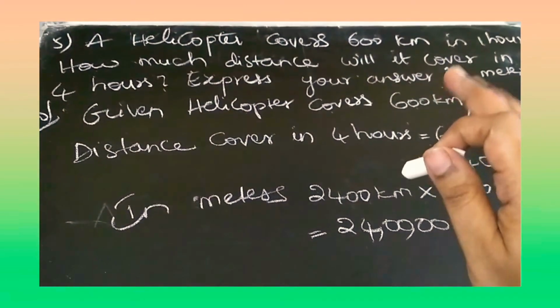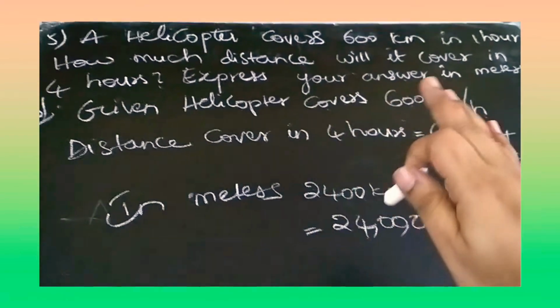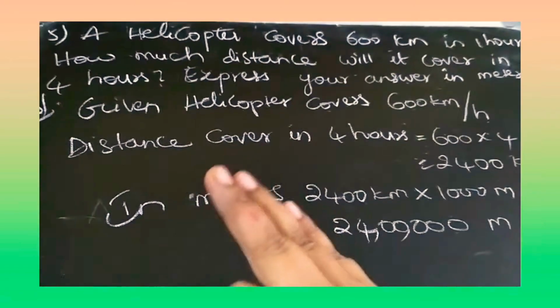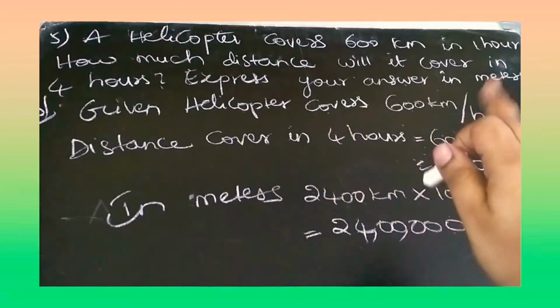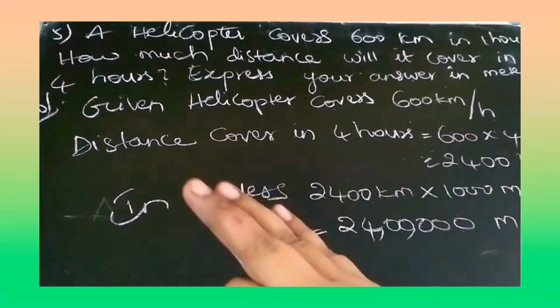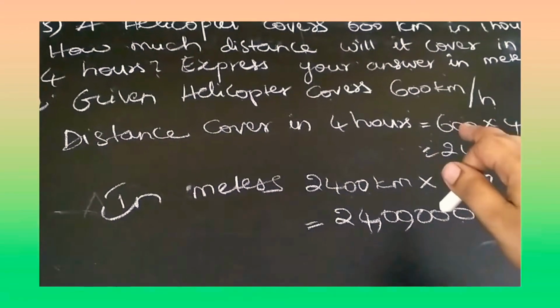In 1 hour, how many kilometers does the helicopter cover? 600. How much distance will it cover in 4 hours? Express your answer in meters. So given, the helicopter covers 600 kilometers per hour. Per hour the helicopter covers 600 kilometers. For the distance covered in 4 hours, what do you have to do? 600 into 4. What is 600 into 4?